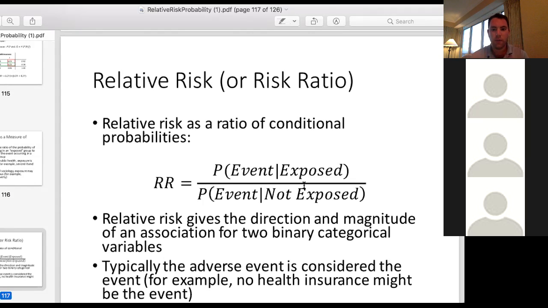So for the smoking example, we might have a relative risk of, let's say, 5. And what that would mean is that smokers are 5 times more likely to develop lung cancer than those who do not smoke. That's how we understand relative risks, and that's what they are telling us. Relative to the exposed group, how much more likely or unlikely are they to develop this event than those who are not exposed.